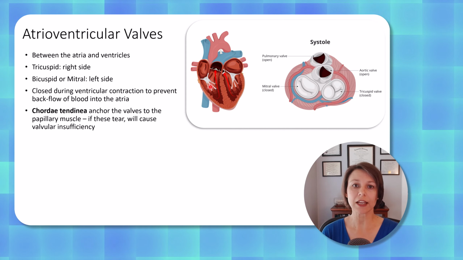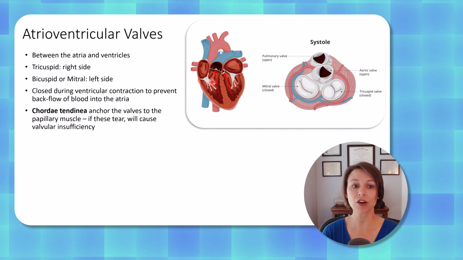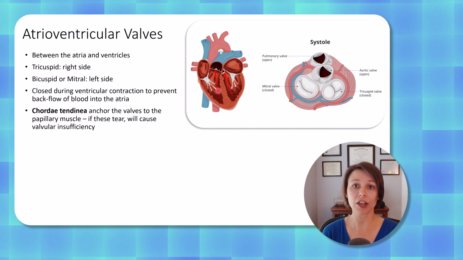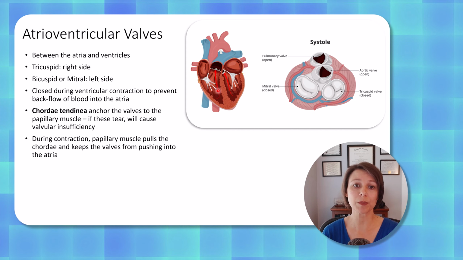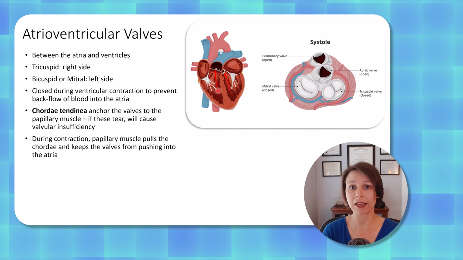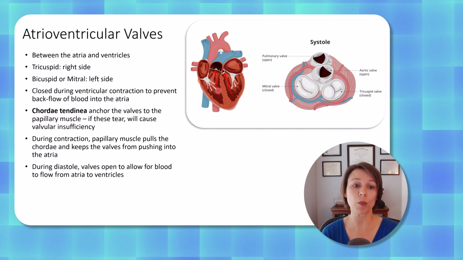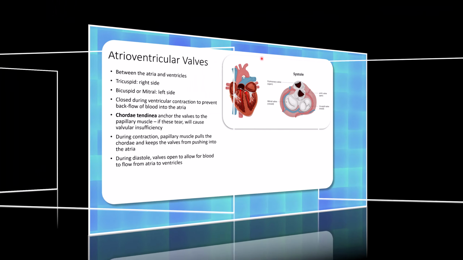The other important anatomical part of the heart to note here are the chordae tendineae, which anchor the valves to the papillary muscle. If these tear, it will cause valvular insufficiency. During contraction, those papillary muscles pull the chordae and keep the valves from pushing back into the atria. During diastole, the valves will then open and allow for blood flow from the atria to the ventricles.